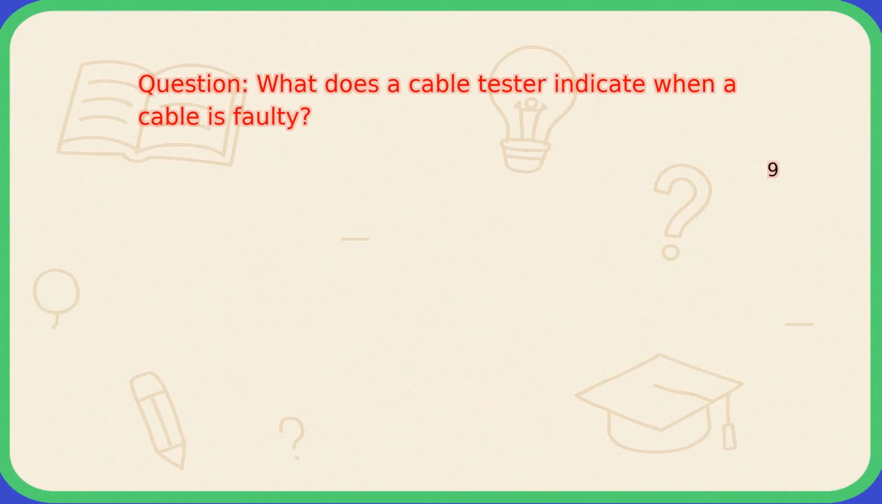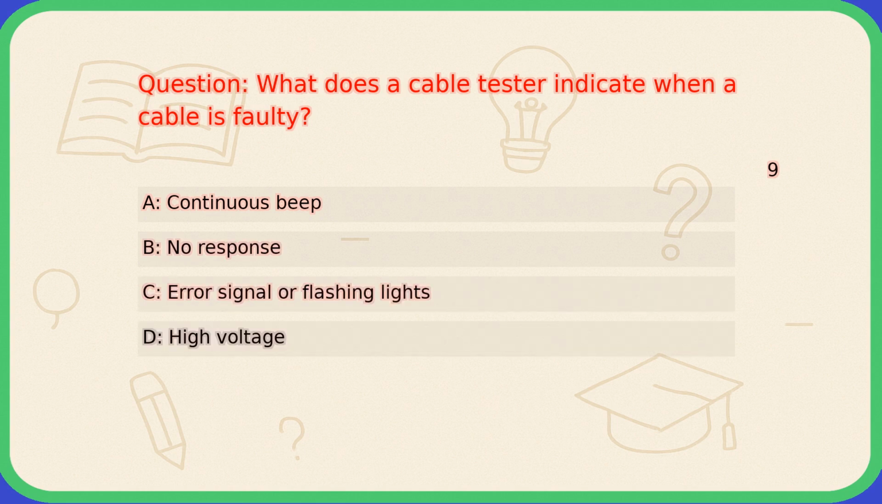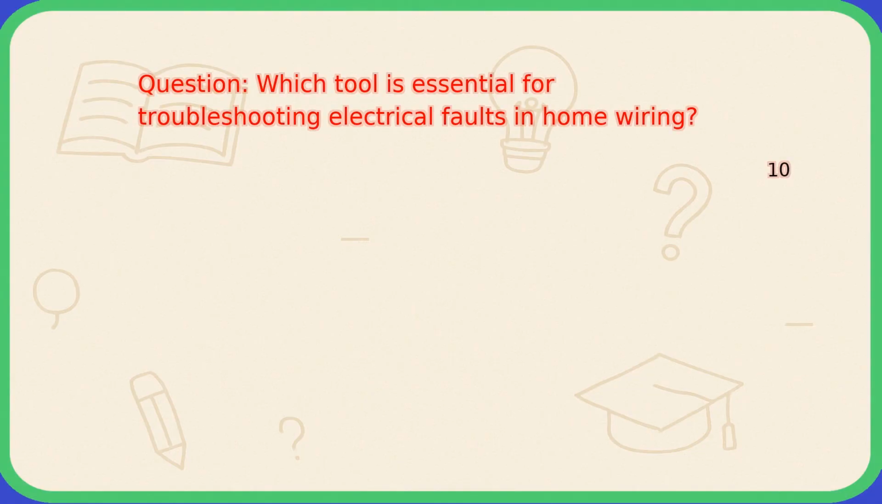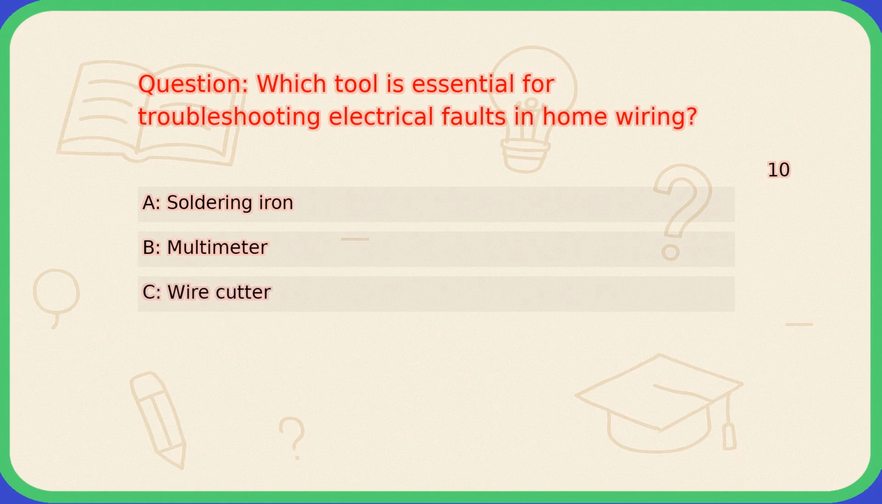Question: what does a cable tester indicate when a cable is faulty? Answer: C. Error signal or flashing lights. Question: which tool is essential for troubleshooting electrical faults in home wiring? Answer: B. Multimeter.